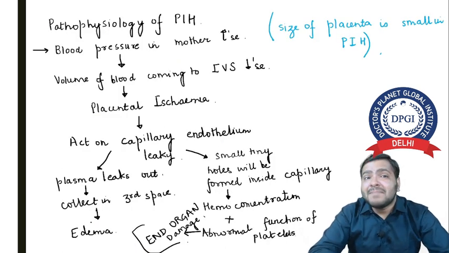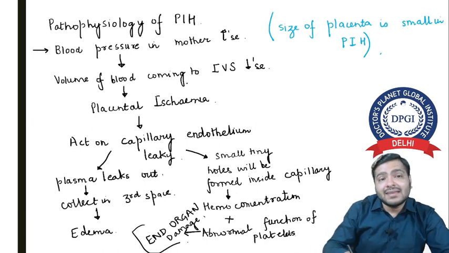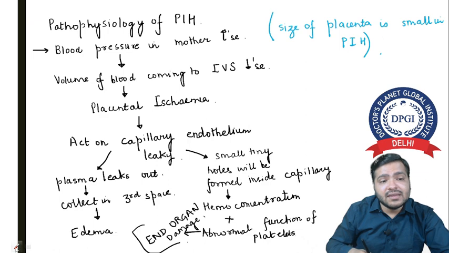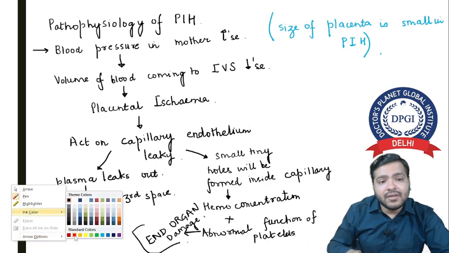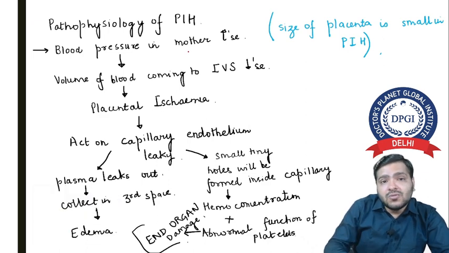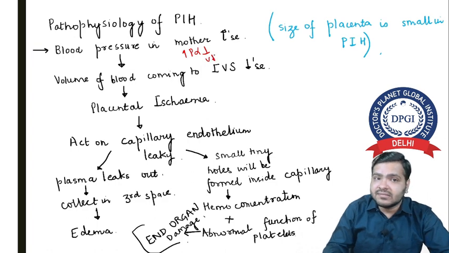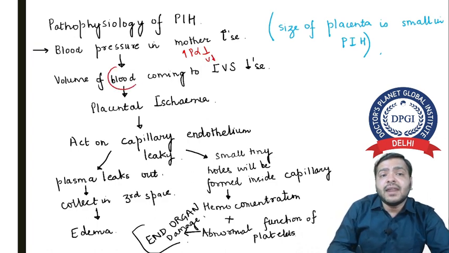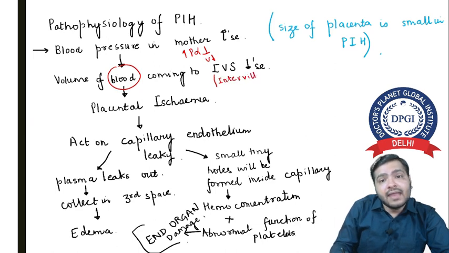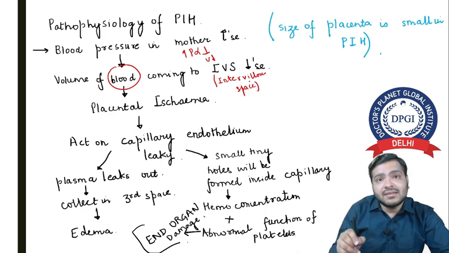Now coming on to the pathophysiology of pregnancy induced hypertension. Everyone knows that if the blood pressure in the mother increases, what other effects can it lead to? You all know that pressure is inversely proportional to volume. So if the pressure is increasing, the volume will decrease. So ultimately the volume of blood coming to the intervillous space will decrease. And if the volume is decreasing, the placenta will not get proper blood supply.